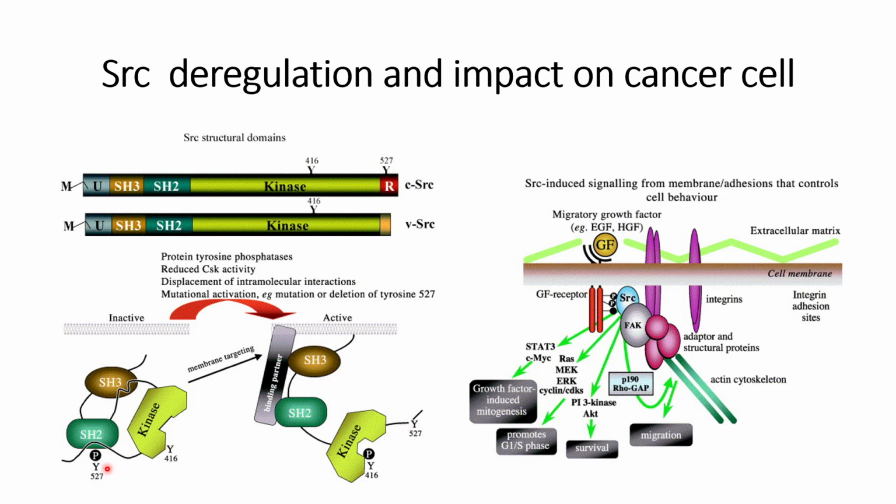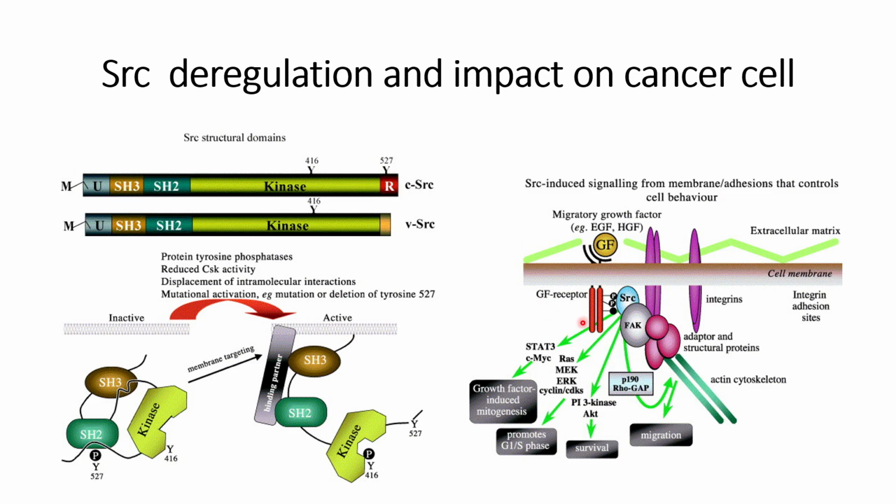Here we can see that in the normal case, phosphorylation at 527 occurs, and that leads to the attachment of the kinase region to the SH2 with the help of the carboxyl region. But in the case of the viral SRC, this region is not there, so it is easier for this SRC to go from inactive form to active form. Now we will understand which signaling pathways it will affect.